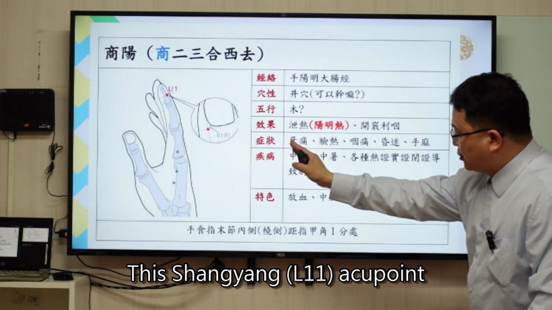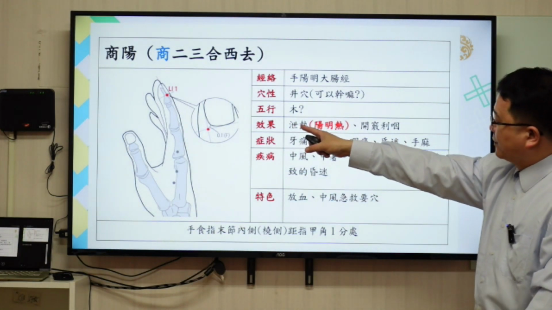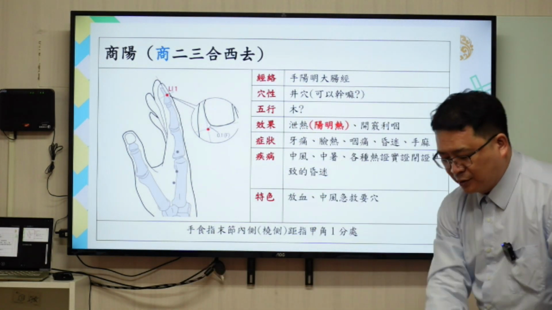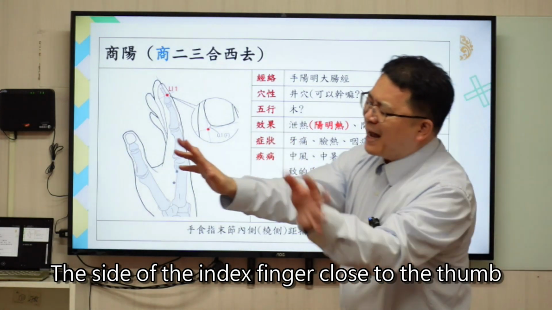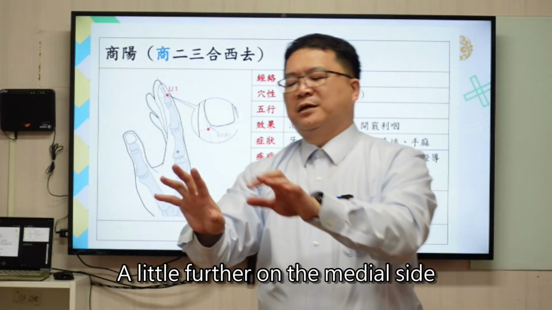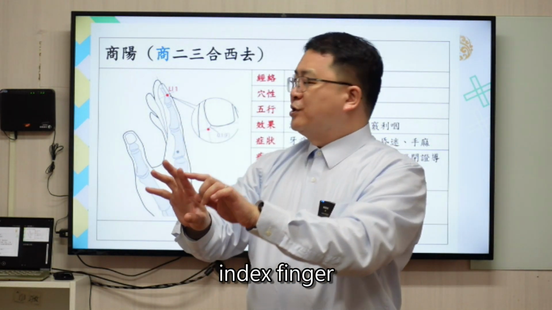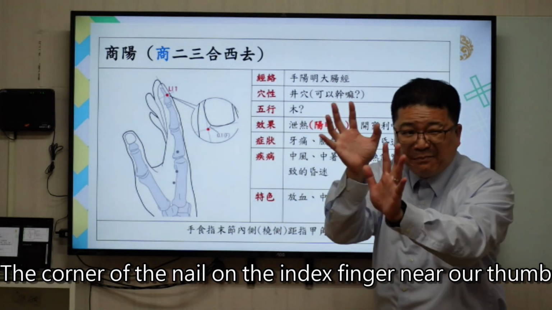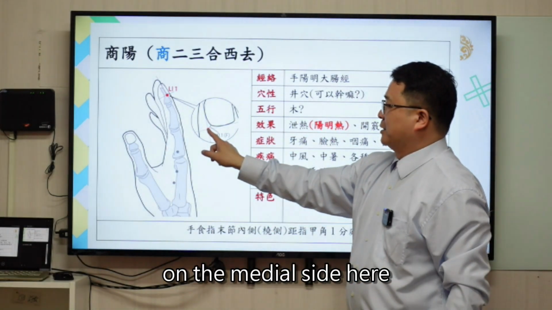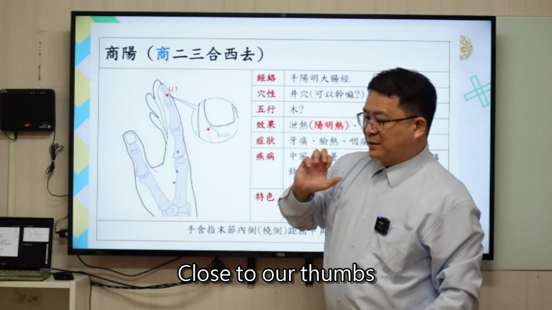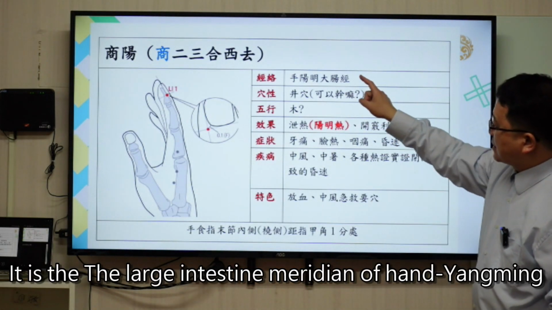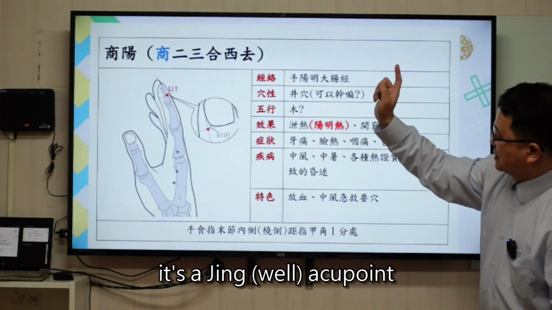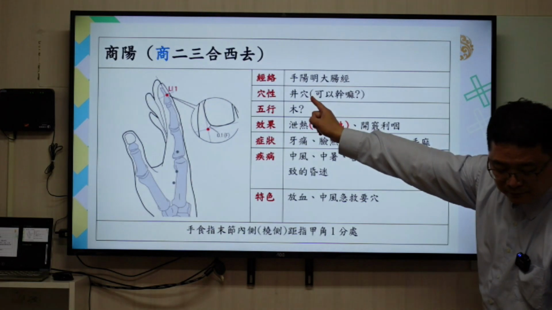This Shangyang, LI11, you know the location. Acupoint on the index finger. The side of the index finger close to the thumb, leaning against the medial side. The corner of the nail on the index finger near our thumb, on the medial side here, close to our thumbs. Then, it is the large intestine meridian's Jing-well acupoint.